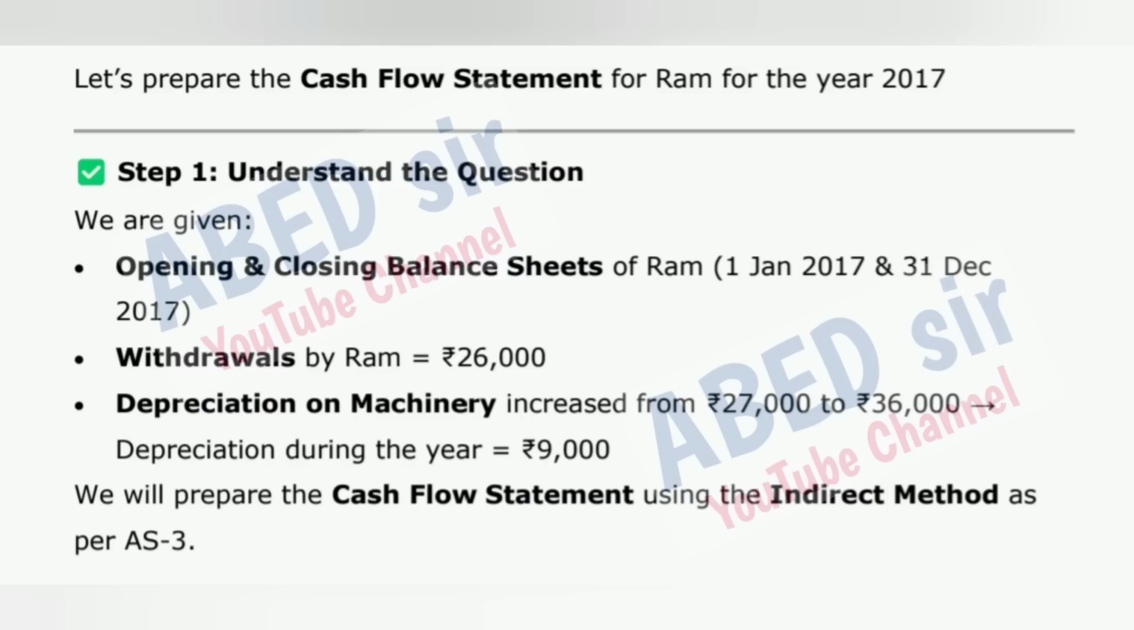Let's prepare the cash flow statement for Ram for the year 2017. Step 1. Understand the question. We are given opening and closing balance sheets of Ram, 1st January 2017 and 31st December 2017. Withdrawals by Ram is equal to 26,000 rupees. Depreciation on machinery increased from 27,000 rupees to 36,000 rupees, so depreciation during the year is equal to 9,000 rupees. We will prepare the cash flow statement using the indirect method as per AS 3.